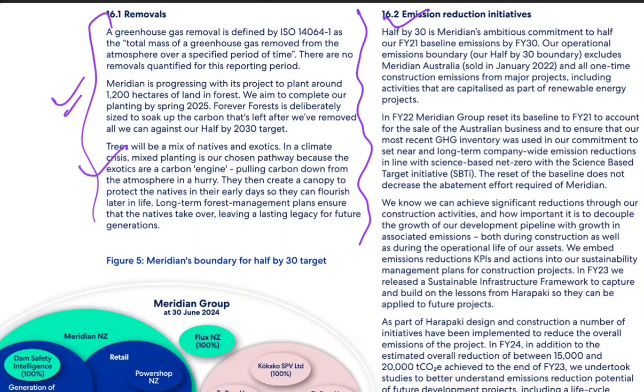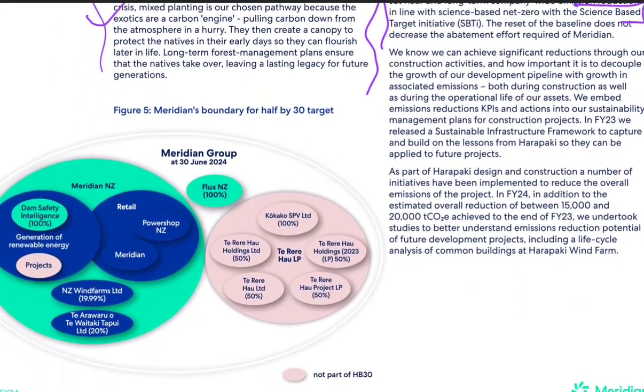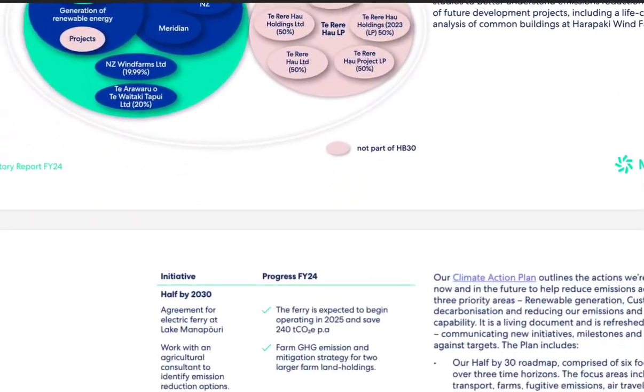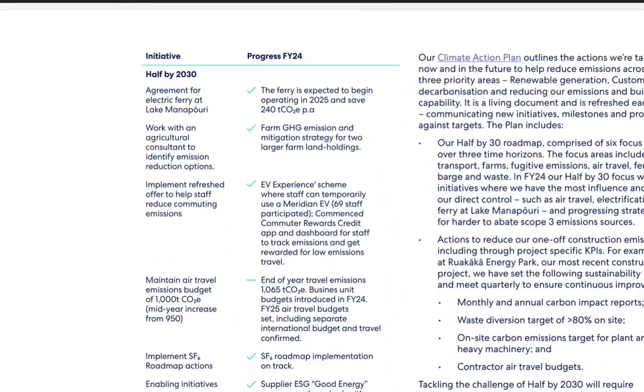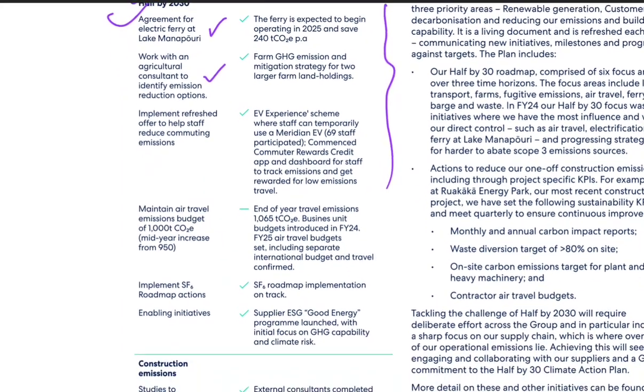Also reduction initiatives, these are defined here, very interesting. Also they focus on SBTIs, okay, in line with SBTIs. The details you can see, very interesting. So what is the initiative and what is the progress by financial year 24? Let's say agreement for electric ferry at this lake, work with an agriculture consultant to identify emission reduction options. So these details you can see here. What is the progress accordingly?